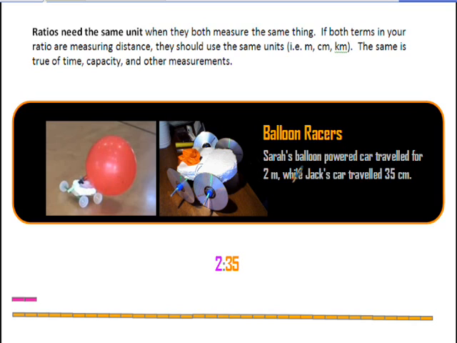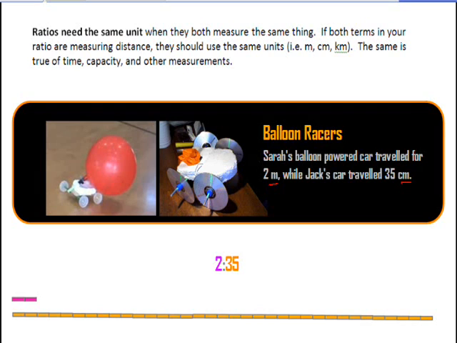Now we have a problem here because we have two different measurements, but they're both measuring distance. And the problem comes in that we can see that Sarah won because her car went 2 meters, while Jack's only went 35 centimeters, not nearly as much. But the way the numbers are, if we write these out as a ratio, 2 to 35, it looks like Jack's car went a lot further distance here. Well, that doesn't show the true relationship of their distances at all.